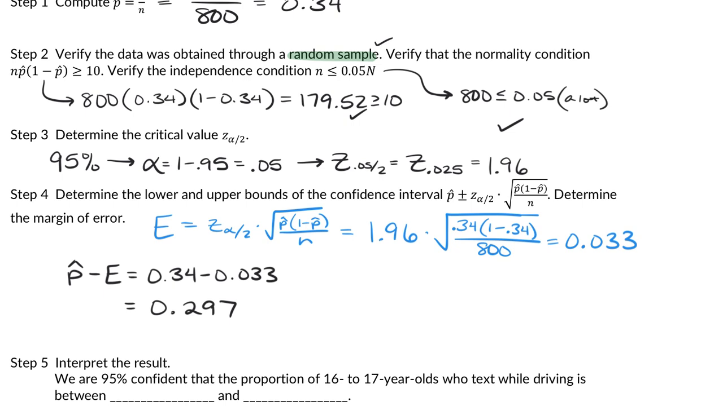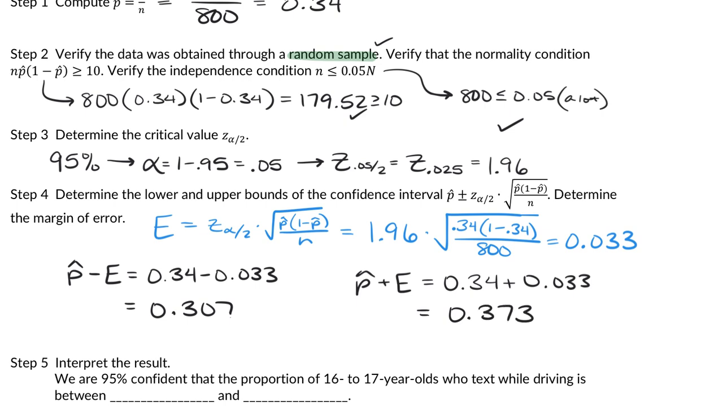No, I'm looking at the wrong example. My bad, 0.307. Then we do the upper bound. So p hat plus the error, 0.34 plus 0.033. The correct answer is 0.373.